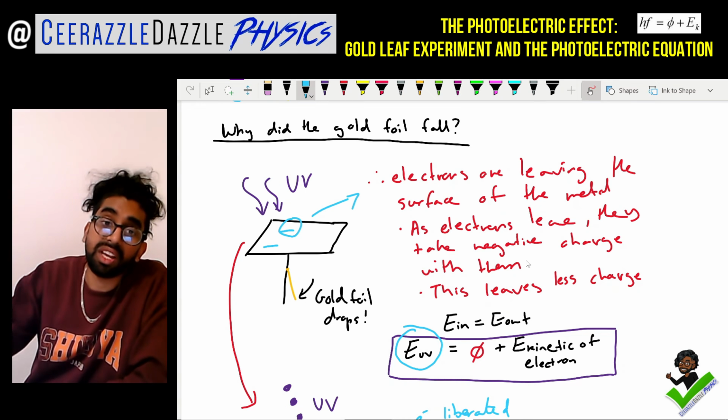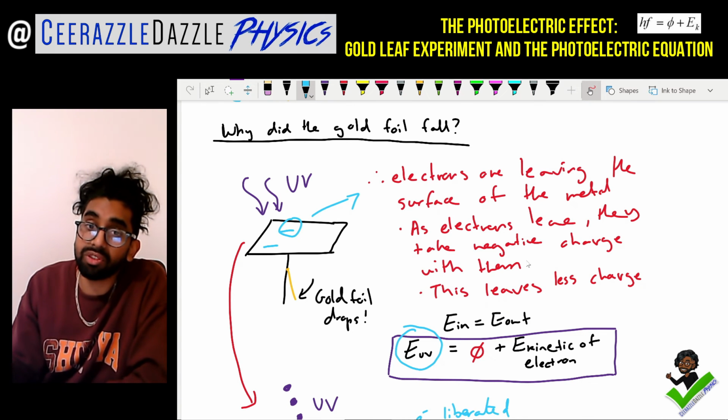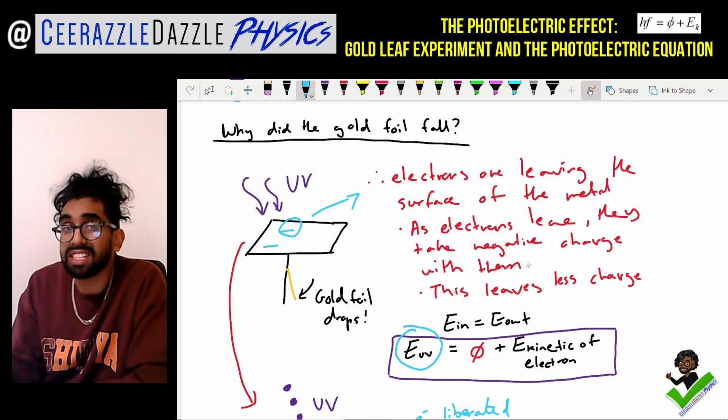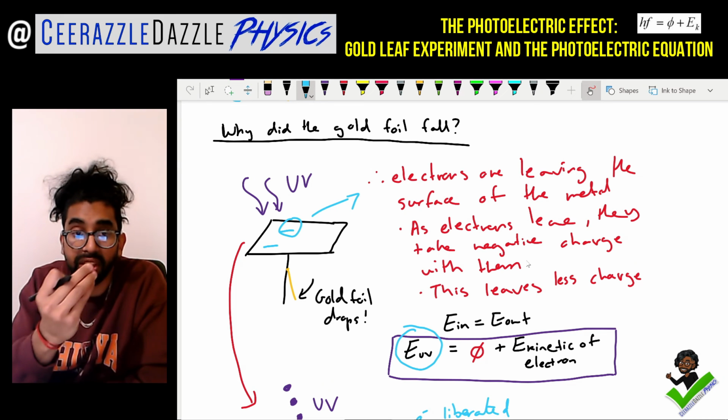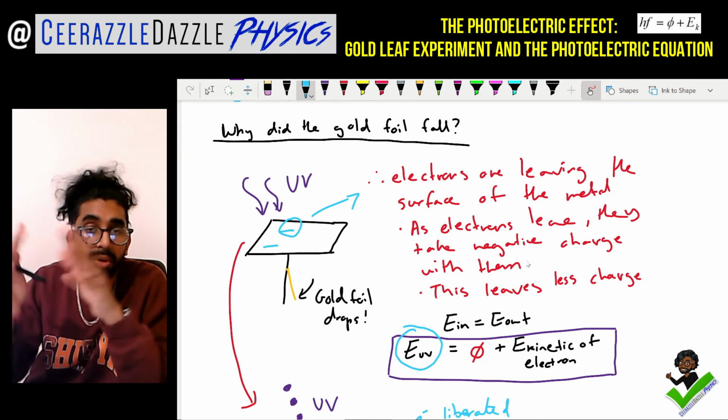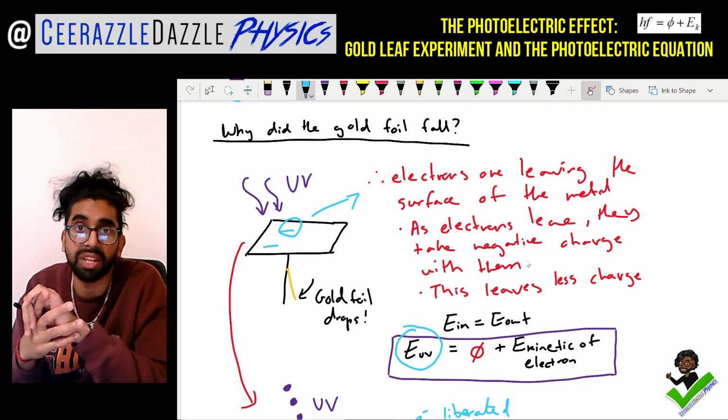We know that ultraviolet is coming in and it's liberating electrons, and electrons are flying off over here. As they fly off, they are taking charge with them. Therefore, it becomes less repelled. There's less repulsion, and therefore it falls down because there's less charge on the actual system now.